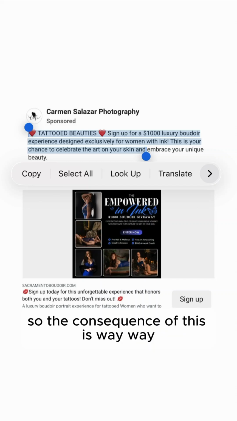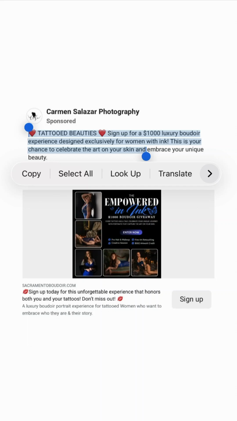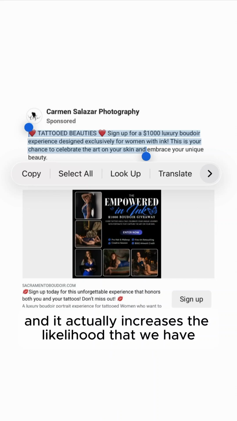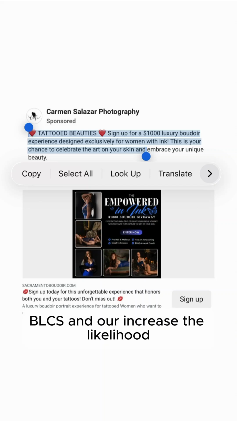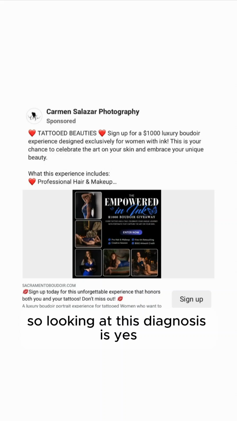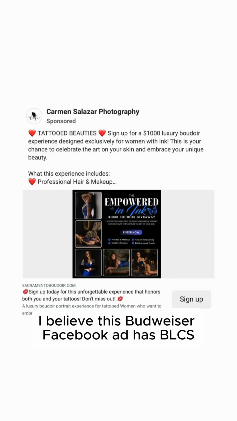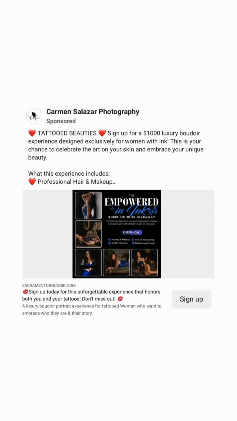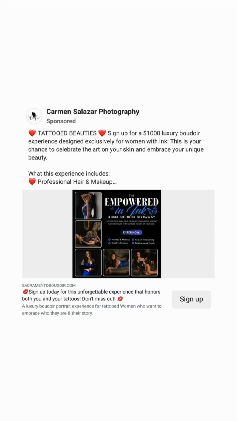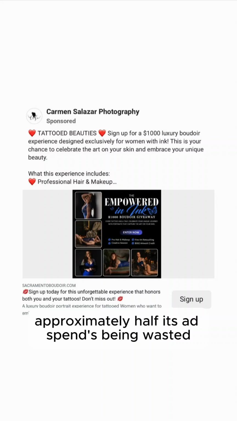So the consequence of this is way more women are going to scroll by our Boudoir Facebook ad than necessary. And as a result, this pulls down unique CTR, and it actually increases the likelihood that we have BLCS and increases the likelihood our unique CTR is under 6%. So if you're looking at this, the diagnosis is yes, I believe this Boudoir Facebook ad has BLCS, aka Boudoir low click syndrome, and has a unique CTR under 6%. So approximately half its ad spend is being wasted. So I believe approximately half its ad spend is being wasted every single month.